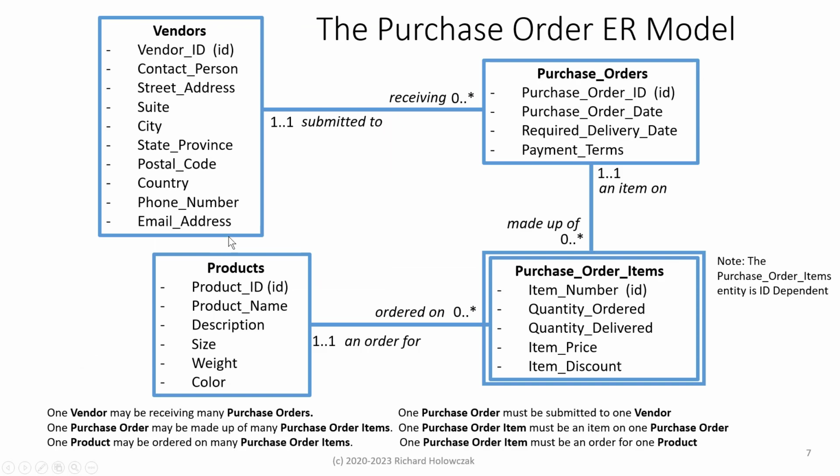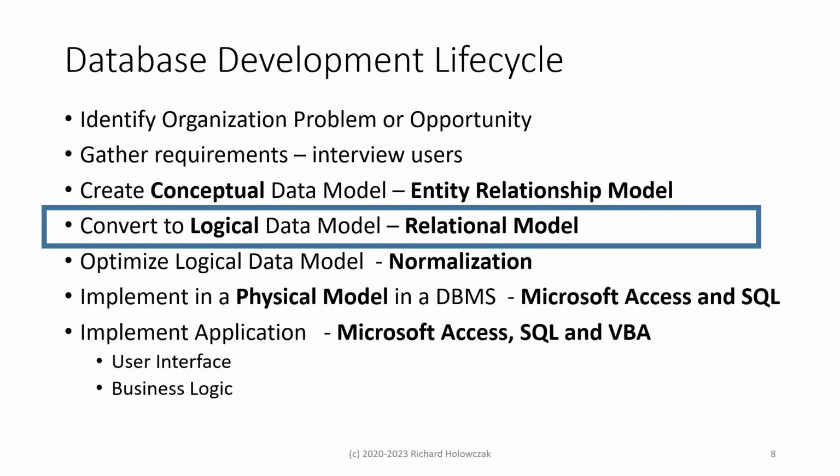And this is another very, very common entity relationship model, where one vendor may be receiving many purchase orders. A purchase order may be made up of one or more purchase order items, and a product may be ordered on one or more purchase order items. This model also features the ID-dependent entity purchase order items. Again, if any of this is completely new to you, please go back and review some basics of entity relationship modeling. We're going to move on to the next step.